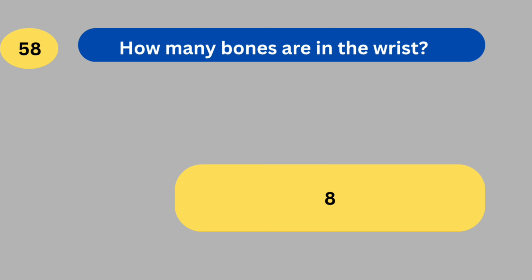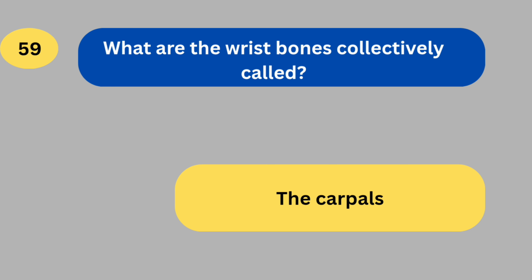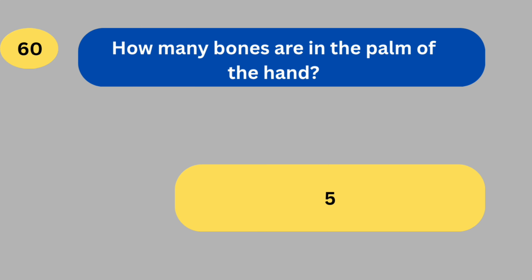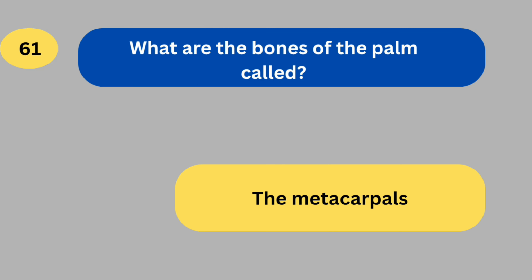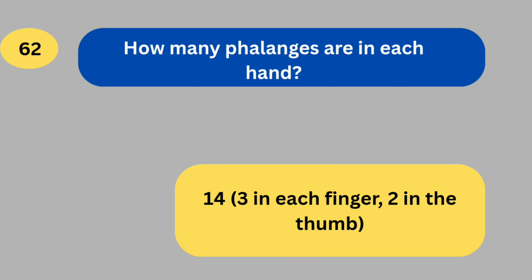Next question. How many bones are in the wrist? Answer: 8. Next question. What are the wrist bones collectively called? Answer: the carpals. Next question. How many bones are in the palm of the hand? Answer: 5. Next question. What are the bones of the palm called? Answer: the metacarpals.